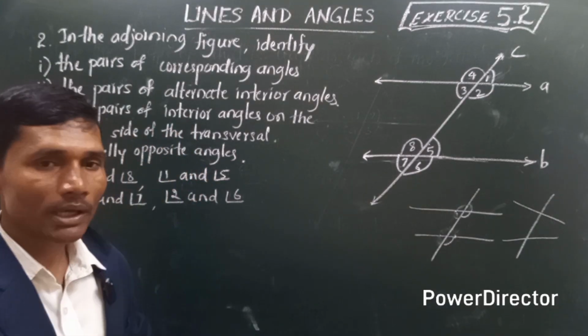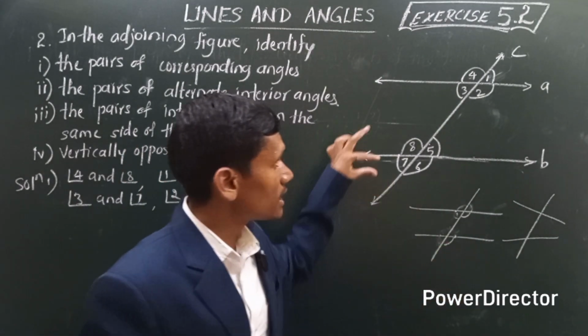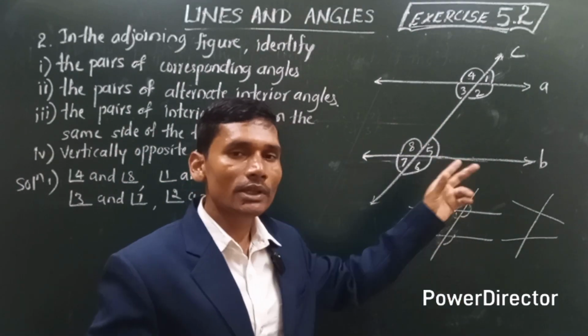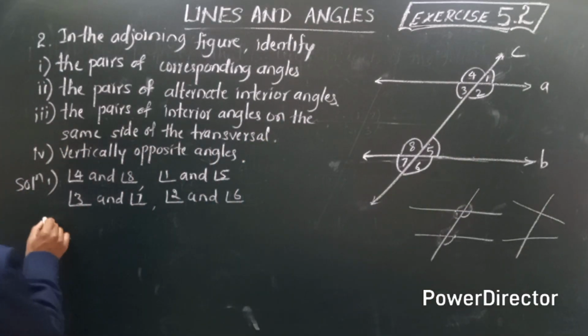Remember, each pair of corresponding angles are equal only when the lines cut by the transversal are parallel. If they are not parallel, they may not be equal. Remember. Next, coming to second solution.